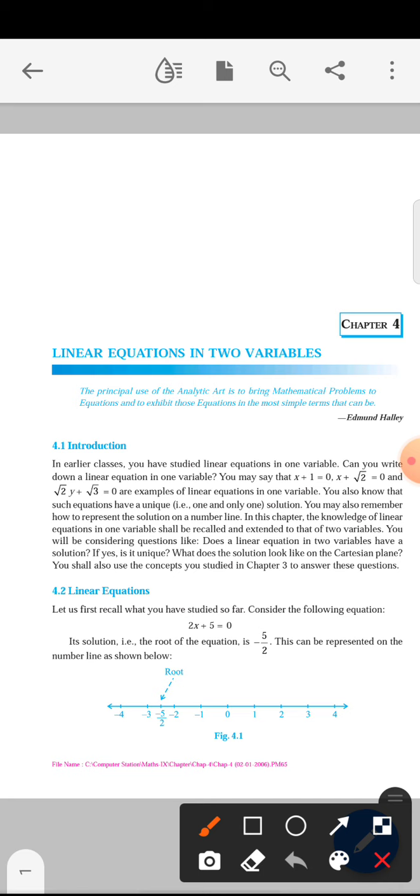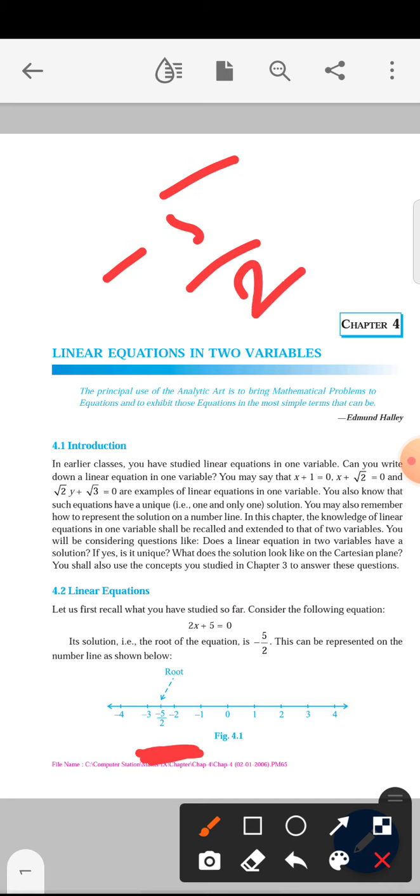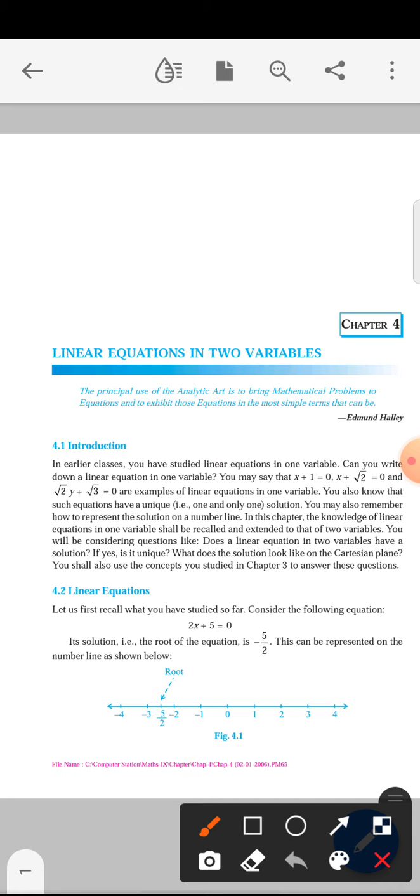So minus 5 upon 2 lies between minus 2 and minus 3, because in decimal form it is minus 2.5, so this is the half of minus 2 and minus 3. So we have to put minus 5 upon 2 between minus 3 and minus 2. Okay, this is the previous part which you already learned.